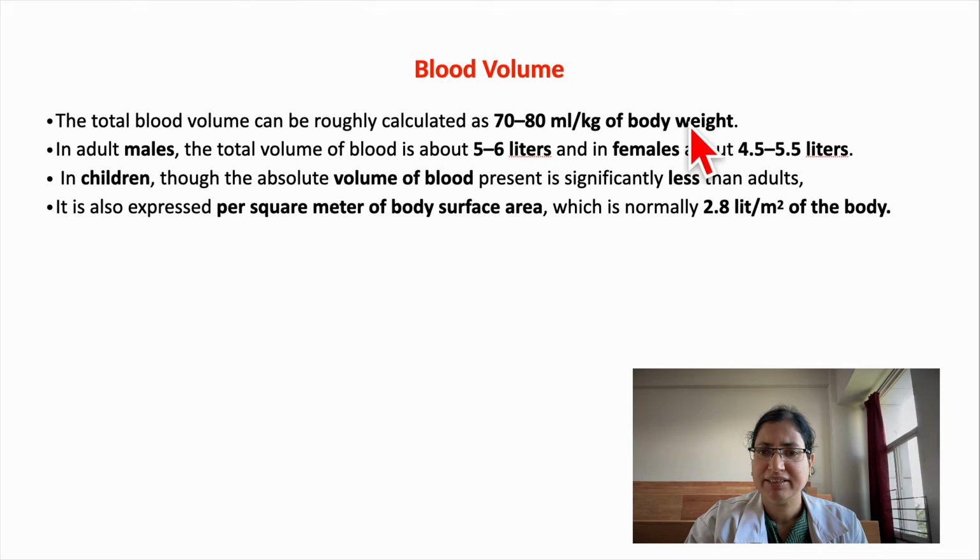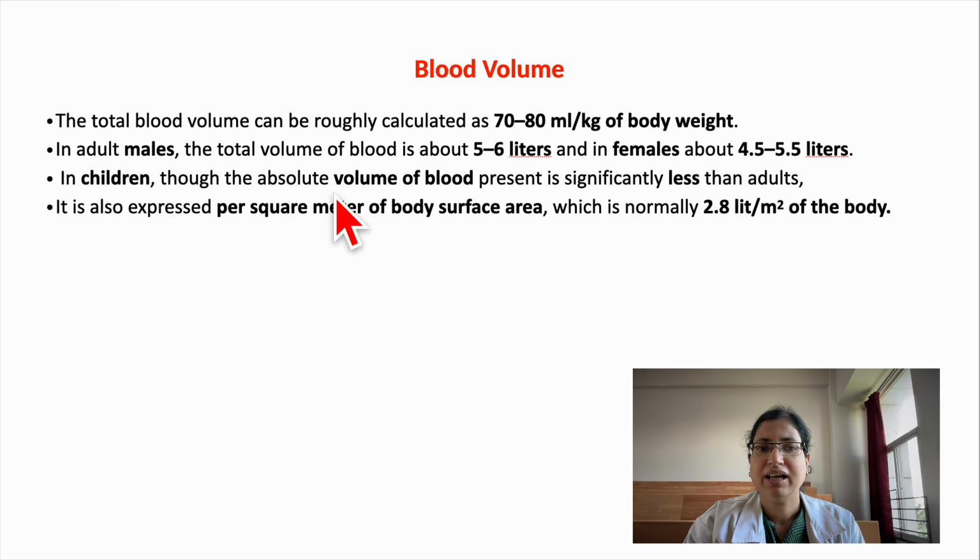This bold colored text is highlighting the MCQs. So here 70 to 80 ml per kg of the body weight is the total blood volume. In adult males, the total volume of blood is about 5 to 6 liters, and in females it is less. It is 4.5 to 5.5 liters.